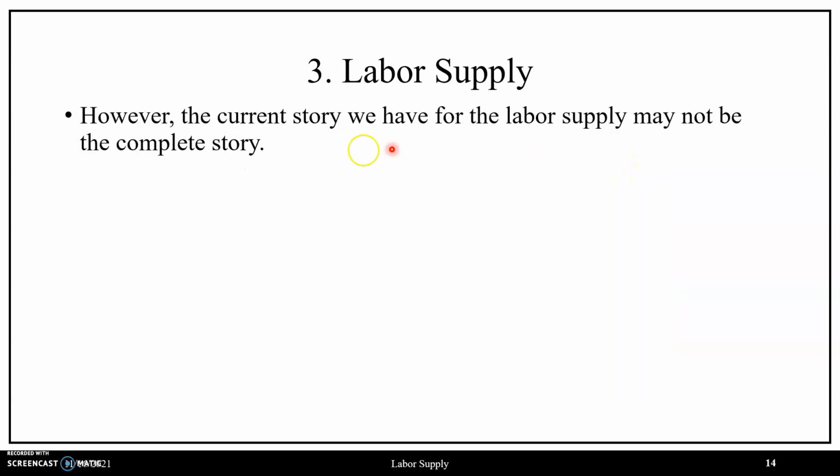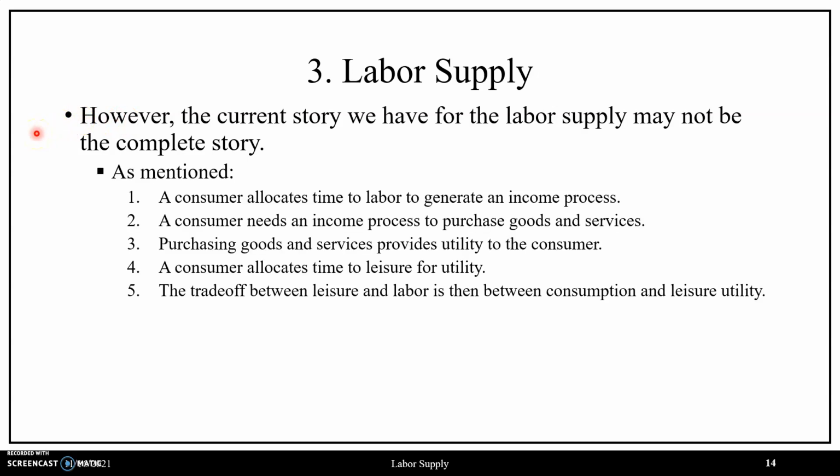However, the current story that we have for the supply of labor may not be the complete story, given that, as mentioned, a consumer allocates time to labor to generate an income process. A consumer needs an income process to purchase goods and services. Purchasing goods and services provides utility to the consumer.